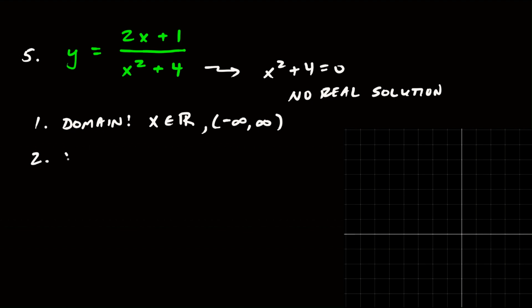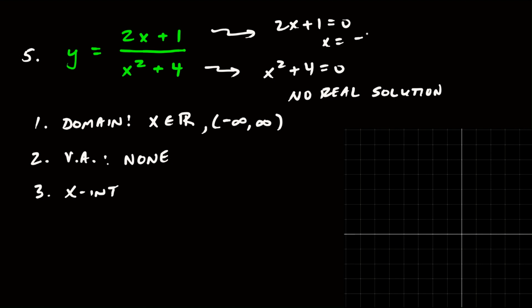Step 2, vertical asymptote. Well, if the denominator can never equal 0, there are no vertical asymptotes, so none. Step 3, x-intercepts, the zeros of our numerator. So 2x plus 1 equals 0. If we solve that, we get x equals negative 1/2. Finally, something to put on our graph. So negative 1/2, we have a point.